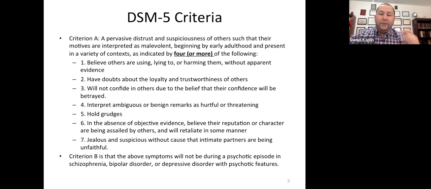Now, criterion B is to exclude other conditions. So if we're going to diagnose a person with paranoid personality disorder, it cannot be due to some kind of psychotic episode, schizophrenia, bipolar disorder, or depressive disorder with psychotic features. As with all personality disorders, this is considered a relatively stable condition. So this disorder is going to manifest for your whole life, but the minimum time frame is 6 months.